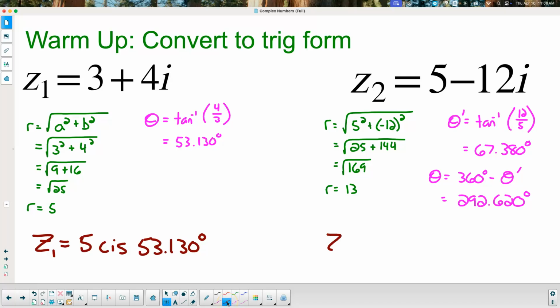I get z sub 2 is 13 CIS 292.620 degrees. Do we concur with that? Speak now or forever hold your peace. All good.